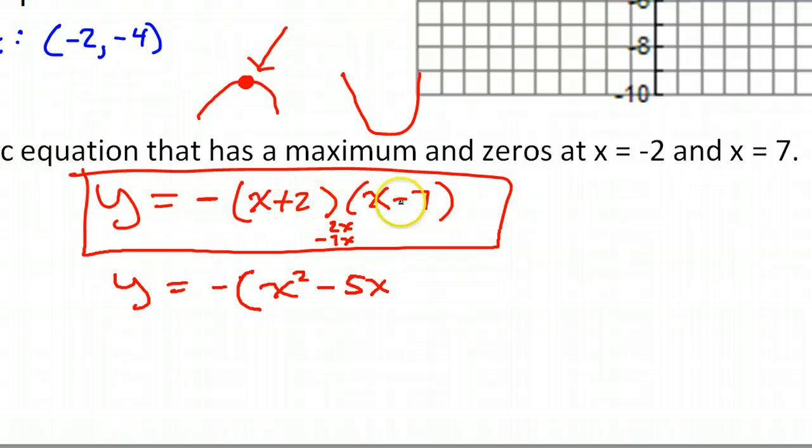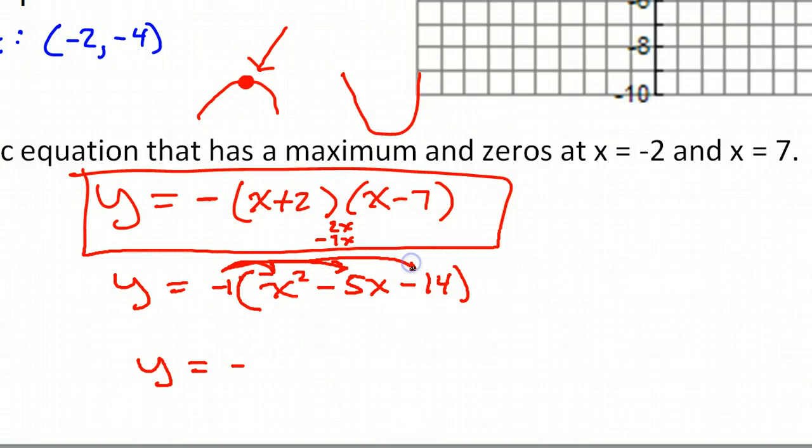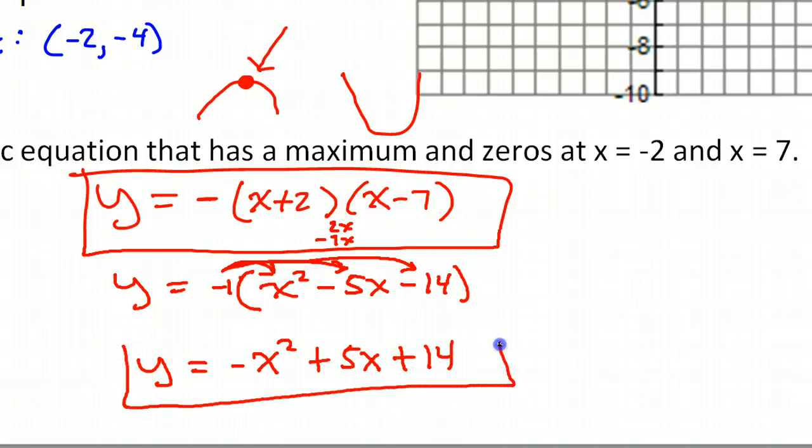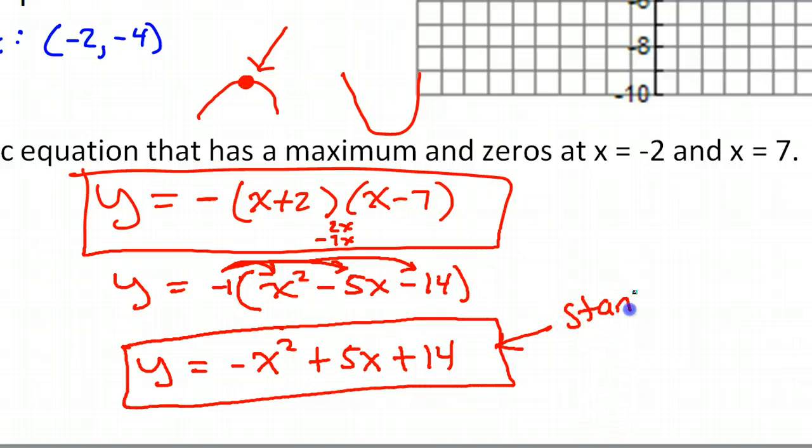So we have this, and then that would give us, I'm just distributing the minus sign like a -1. So that would give me -x squared plus 5x plus 14. This would be the same answer in standard form. So if I ask you for standard form, you got to give me this.